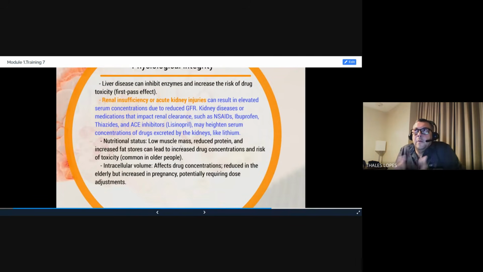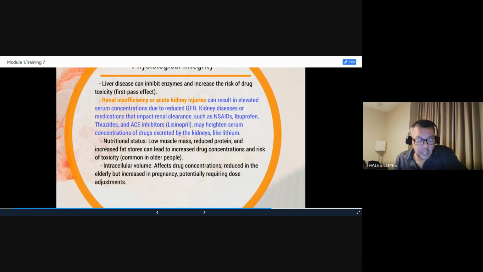Now, if you think about metabolism, most drugs are metabolized through the liver, right? If you have a liver compromise, then your first pass could take a little bit longer. If you have renal insufficiency, specifically with a medication like lithium, you could have an increase in lithium level. So depending on the medication, renal or liver injuries could result in a different serum amount.